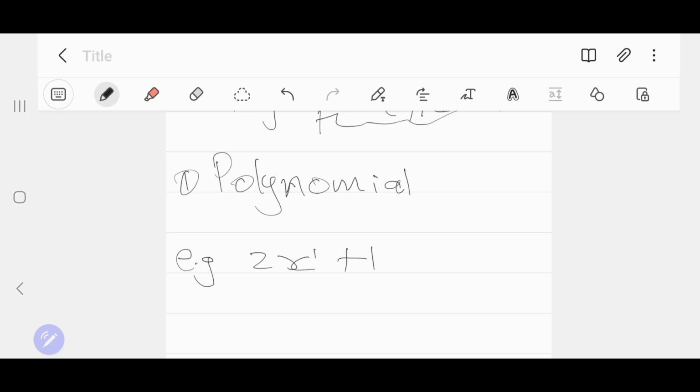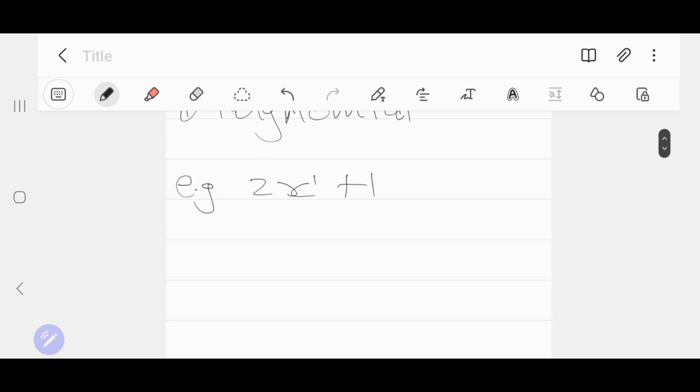So it's raised to 1 and is a positive one. It's called a linear function, people. The other one, people, is x squared plus 3x plus 1. So this one is the polynomial function of degree 2.